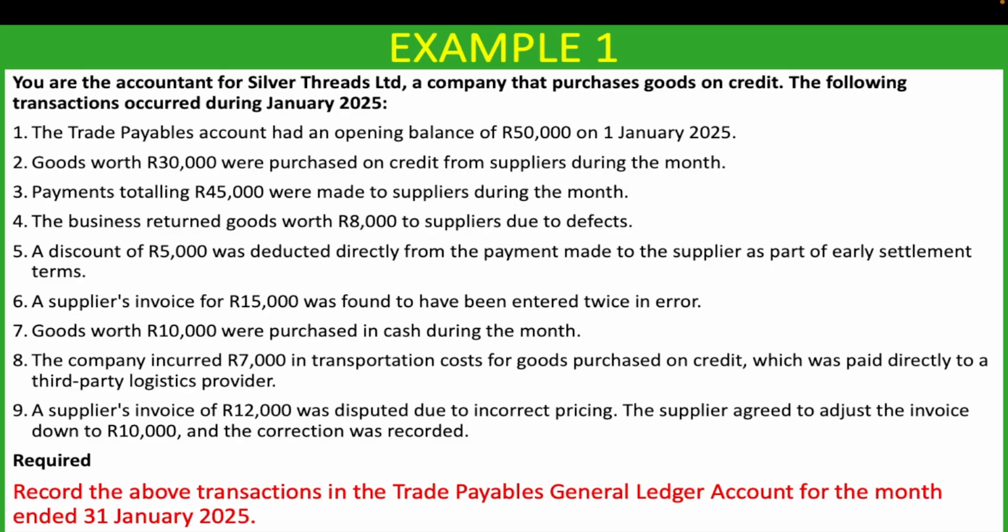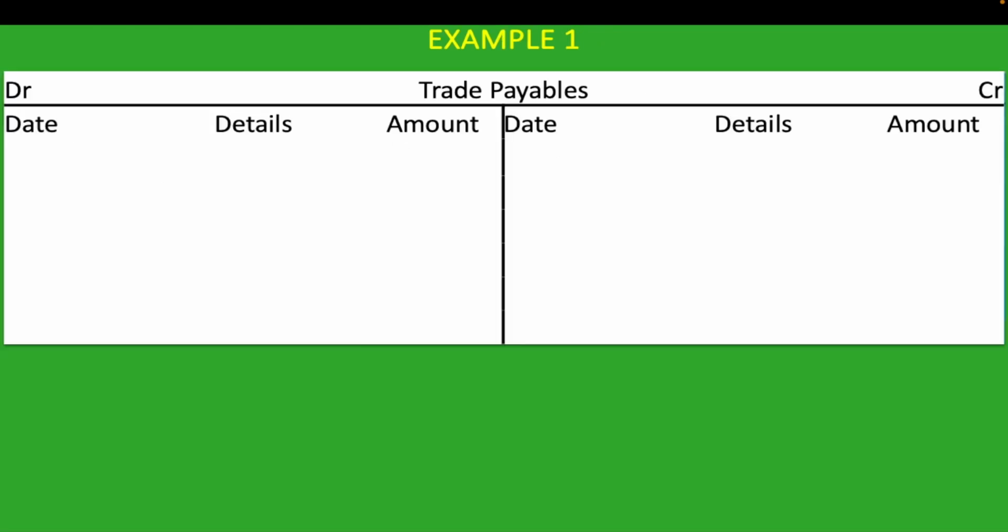Remember, we are doing this for the month of January. That means anything that affects our trade payables for this particular month will be captured in the general ledger account for trade payables, and that's why we're doing the T account, to see the movements during a specific period in time, in this case January 2025. And so here I've drawn my T account.